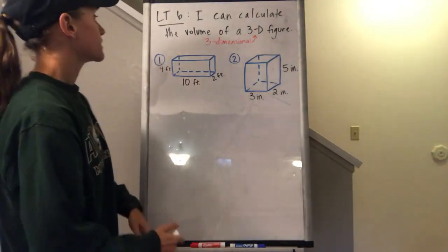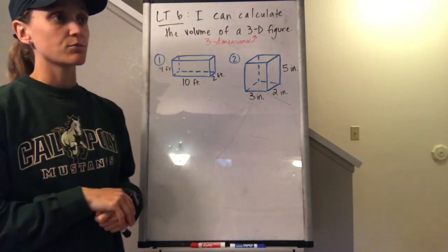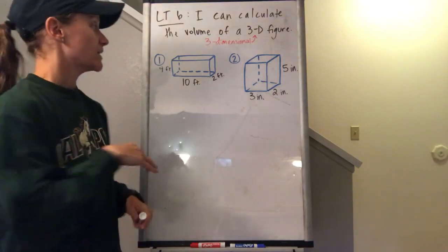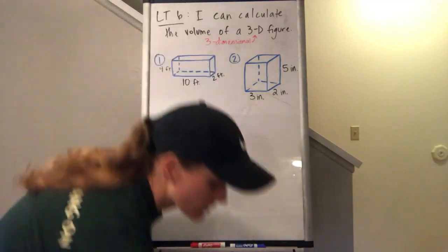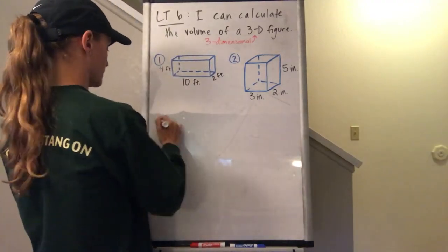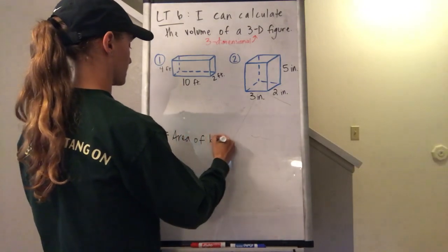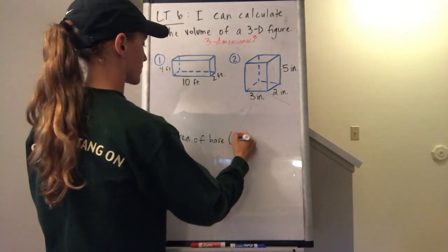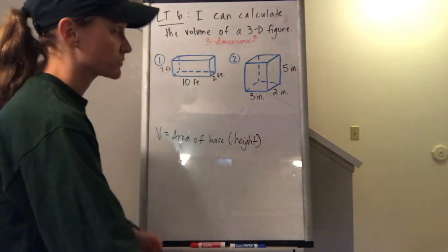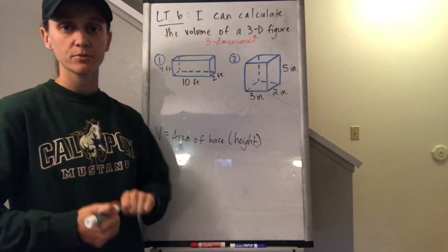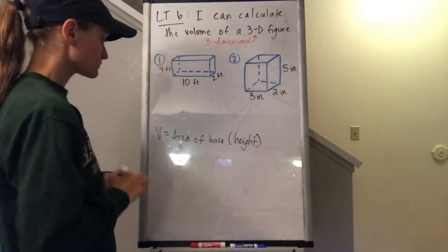So if you remember my other video, it was saying that with volume, pretty much you want to find the area of the base and then multiply by the height. So let me write that down here. Volume equals the area of the base, and then we're going to multiply it by the height. And this isn't only for rectangular prisms, it could also work for triangular prisms, which is a triangle, and then just a bunch of them stacked on top of each other.